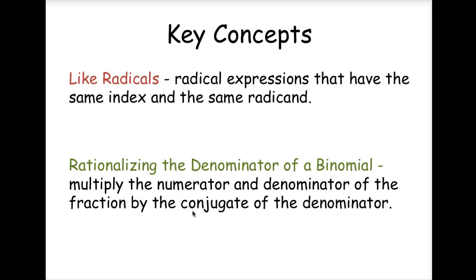Like radicals are radical expressions that have the same index and the same radicand. That's very important. A lot of students pick up on the index, but they fail to see that the radicands are not alike, so they'll make mistakes there. And then rationalizing the denominator of a binomial is when we multiply the numerator and denominator of the fraction by the conjugate of the denominator. This is a familiar word from when we were working with complex numbers, right?